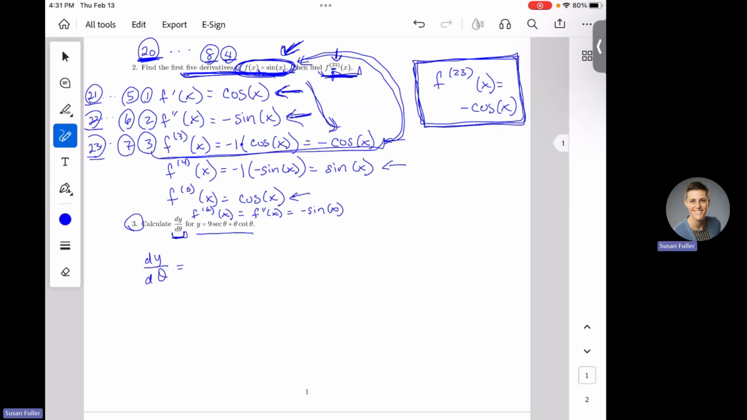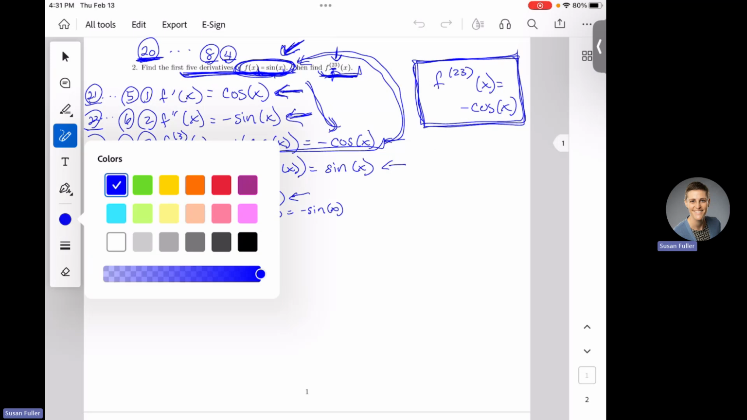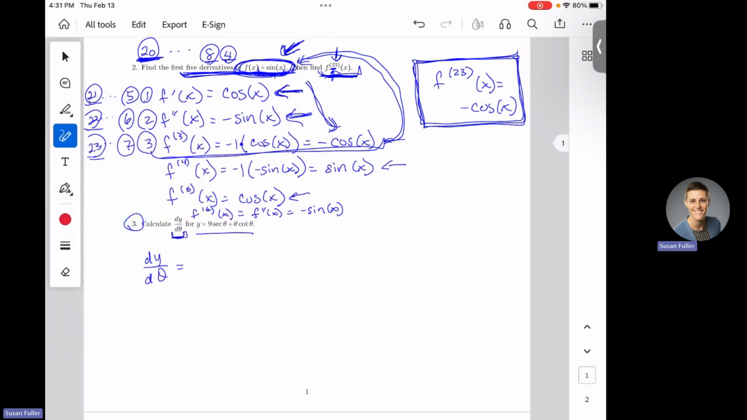Okay, so to find the derivative of this, we're going to take a deep breath and we're going to kind of get the lay of the land. I have addition here, which is my friend, which says I'm going to take the derivative of this and I'm going to add to it the derivative of this. We'll do it piece by piece.